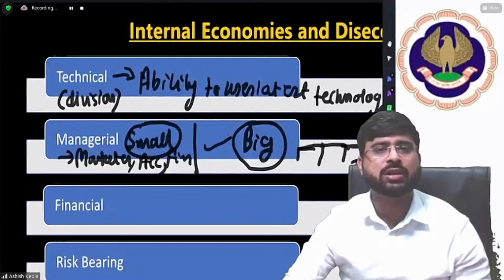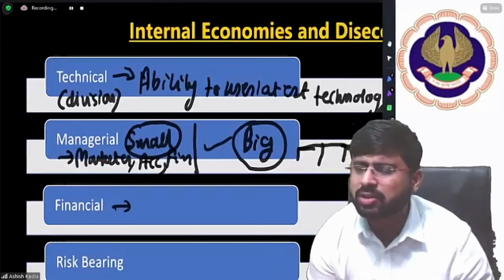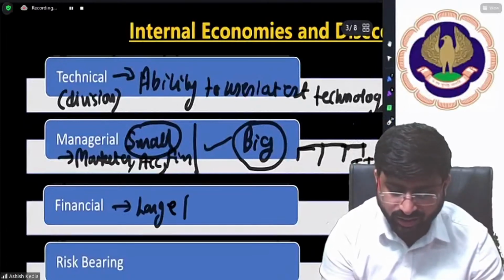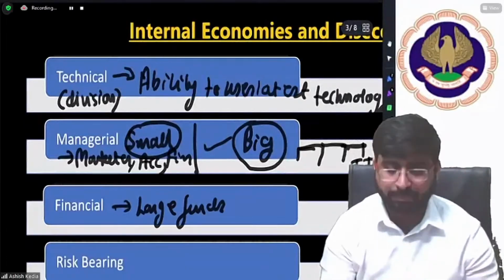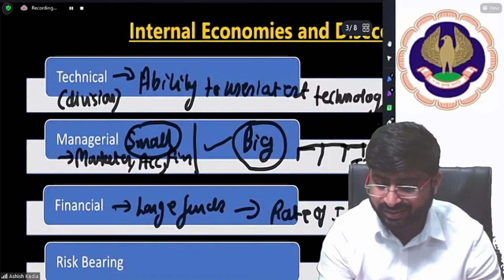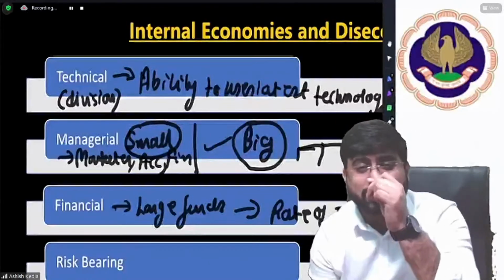There was this managerial economy. Now let's talk about financial economy. See, a business operating on a large scale will require large funds. And since they are taking large funds, the bank will generally give them these funds at a rate of interest which is very less.